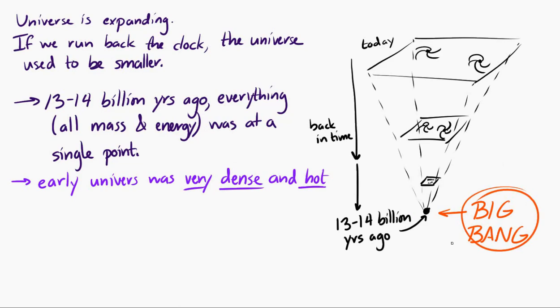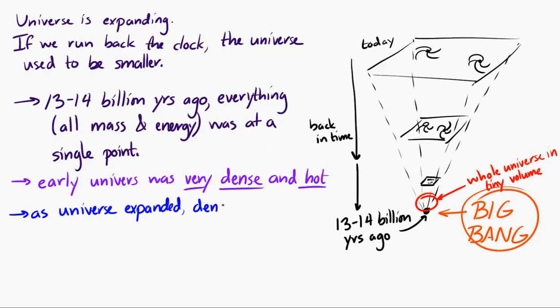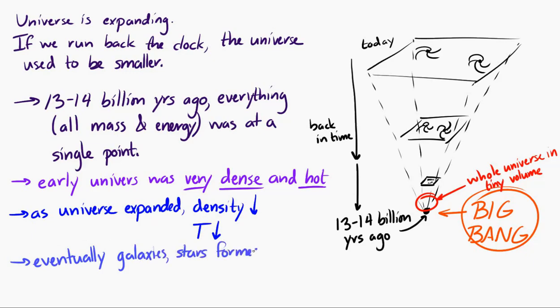Immediately after the Big Bang, all of the universe was contained in a very small volume. It was very, very hot, very, very dense. And as the universe expanded, the density decreased, the temperature went down, and eventually galaxies formed, stars formed, and we reach the present day where we observe all of the galaxies moving away from each other.